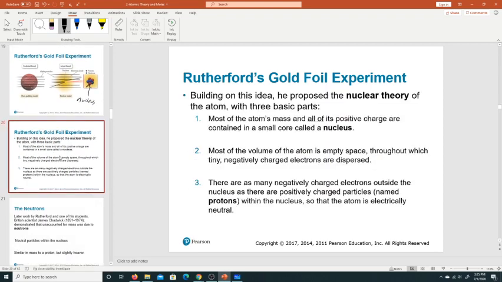So basically we have most of the atom's mass and all of its positive charge in the core, called the nucleus. Most of the volume of the atom is empty space, where the negative charge is distributed. There are many negatively charged electrons outside the nucleus. Sorry, there are as many electrons as there are positively charged protons, so the same number of protons as electrons. So the atom is electrically neutral. The sum of the positive charges equals the sum of the negative charges.